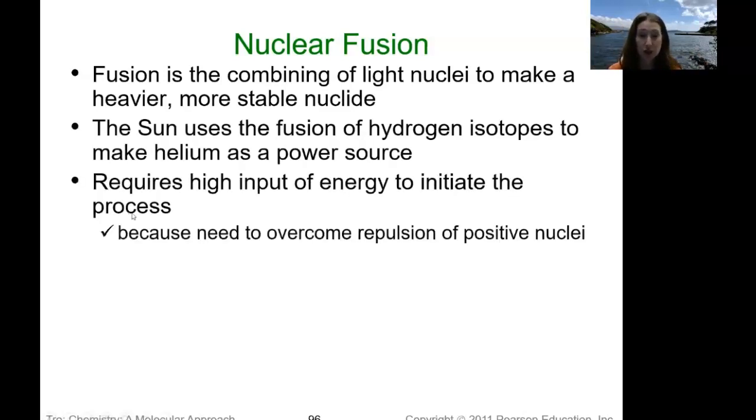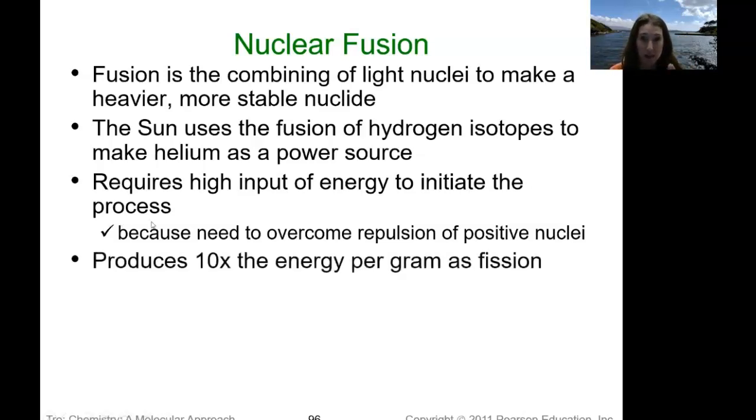Fusion is common in our galaxy. The sun uses fusion of hydrogen isotopes to make helium as a power source. So fusion, that's the energy of the sun. It requires enormous temperatures to occur, right? Because you're trying to combine two positive nuclei. Positive charges repel, and we're trying to combine them in a fusion, so it's an enormous amount of energy that it needs. It produces 10 times the energy per gram that fission does.